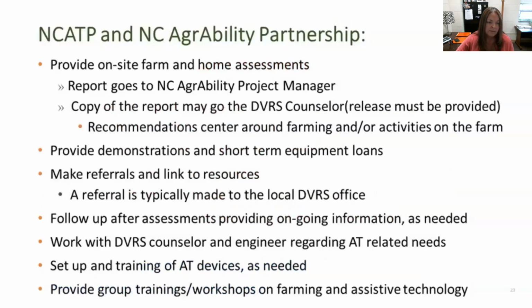So to go a little more in depth, what NCATP does with NC AgrAbility is we provide that one-on-one on-site farm assessment and home assessment, like I mentioned. We will generate a report after the assessment is completed. That report will go back to the AgrAbility manager, in this case, Betty. If the individual has a vocational rehab counselor, then we will get a release and send that report to the vocational rehab office as well.